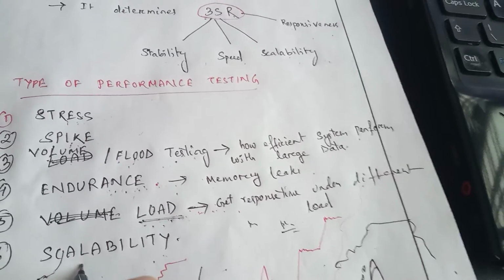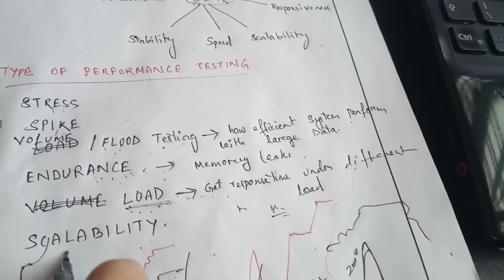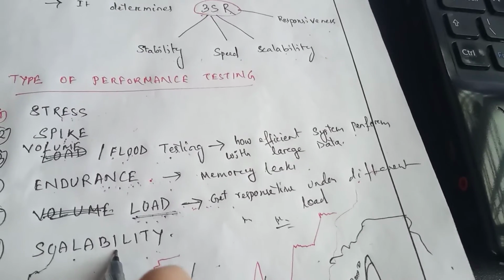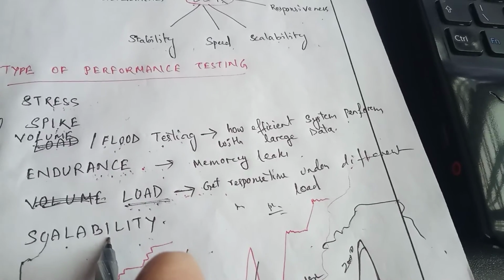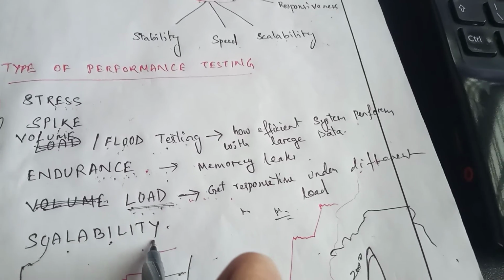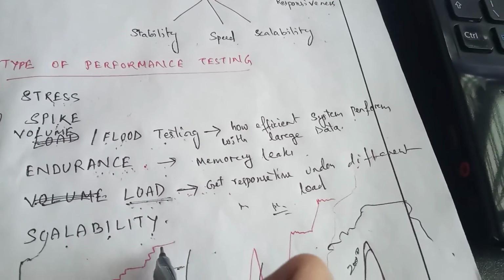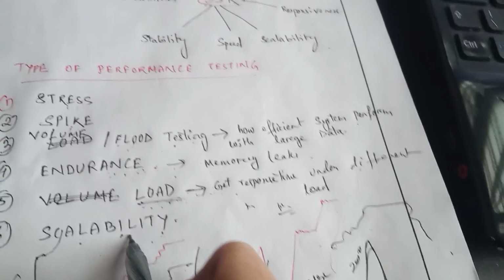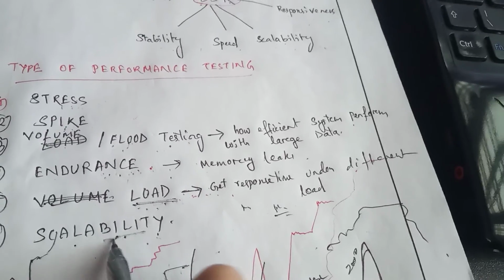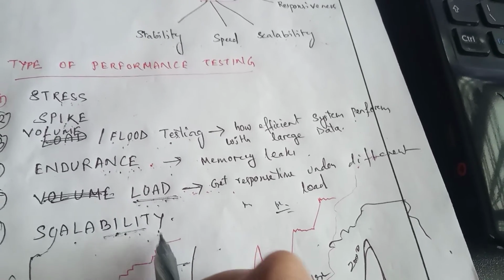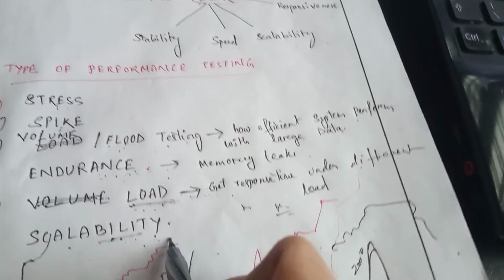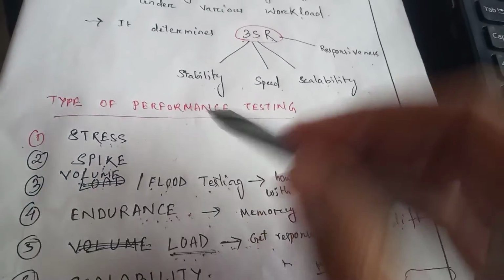Then comes the last, scalability testing. Normally, we gradually increase the load to check up to what user load the system is effectively handling the requests. How is the scalability of the system? Up to what load is it scalable and behaving properly? So these are all about the types of testing.